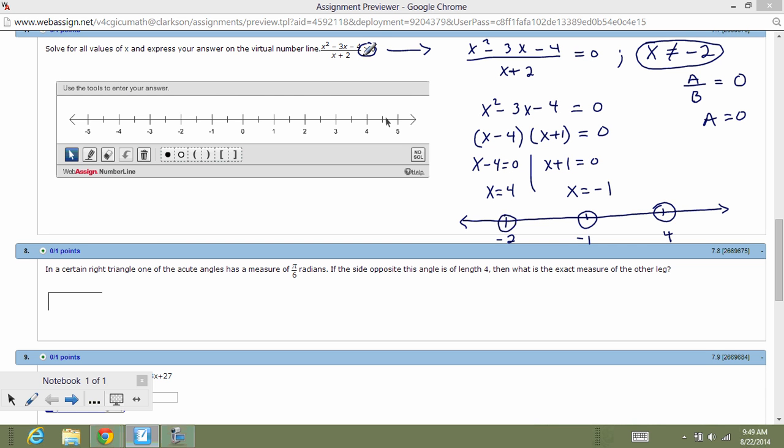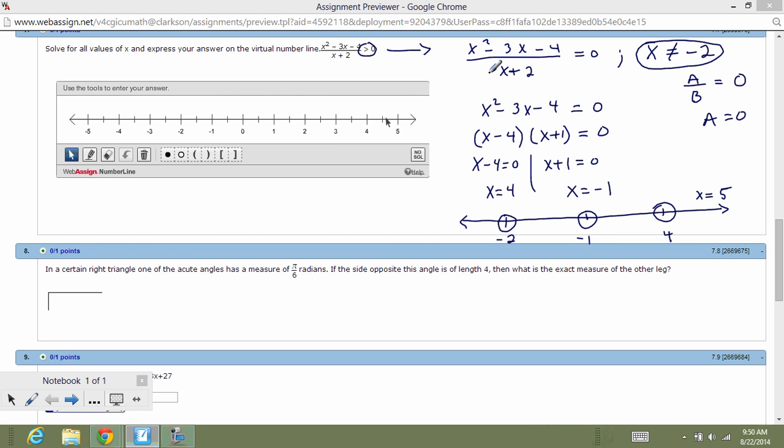If it had been greater than or equal to, then we would have shaded in the -1 and we would have shaded in the 4. If there'd been a line underneath the inequality to include equality, then we would have included the -1 and we would have included the 4, but we still would have excluded the -2 because the -2 is excluded from the domain. X cannot be -2. Now, from here, it just comes down to a matter of testing some intervals. And in doing this, for instance, if X was a 5, right?